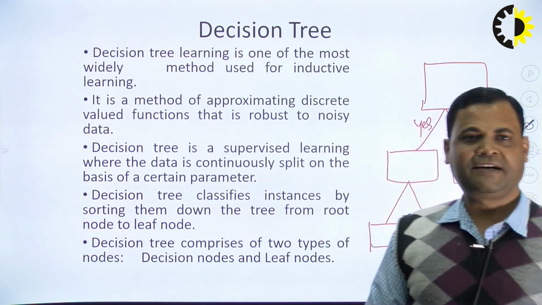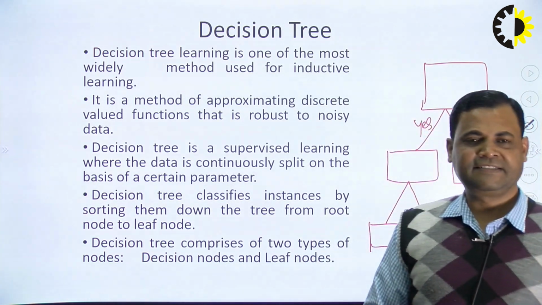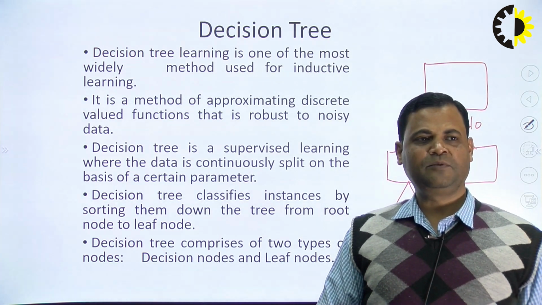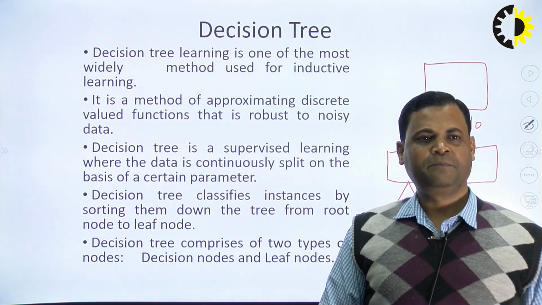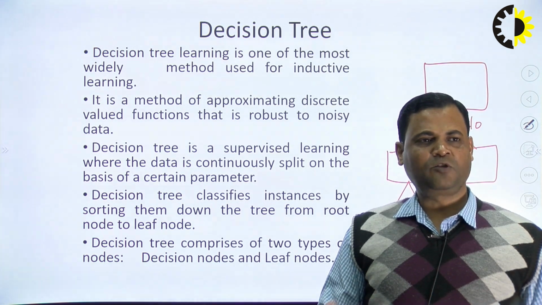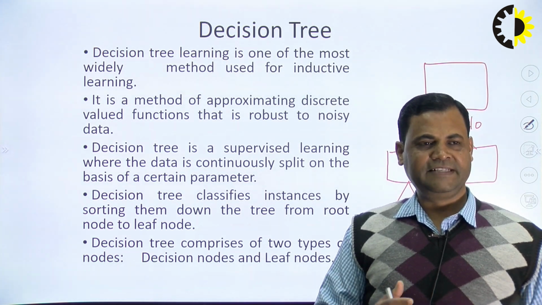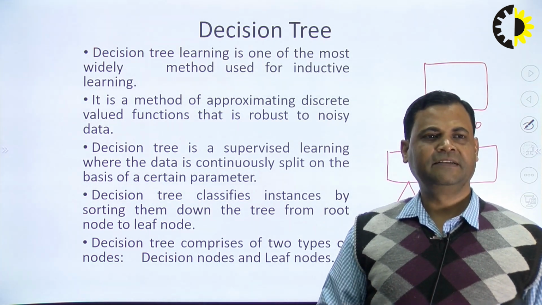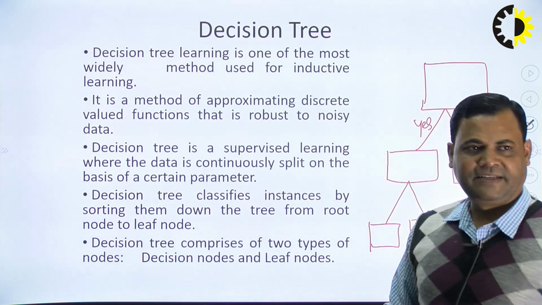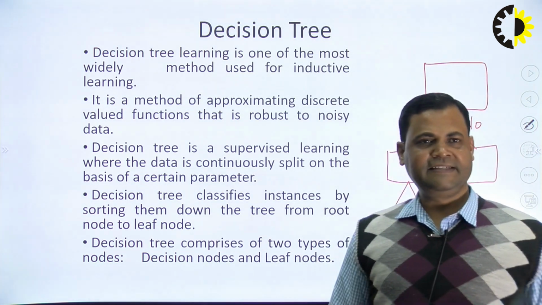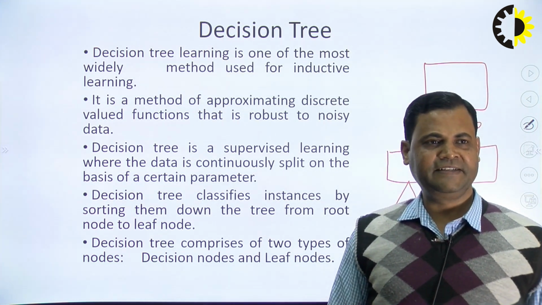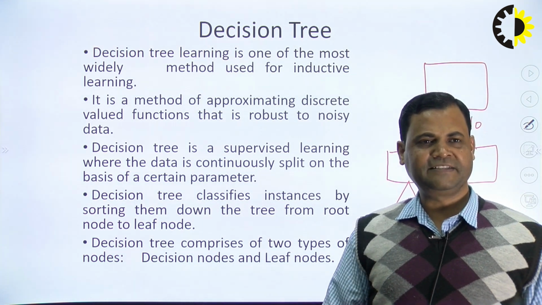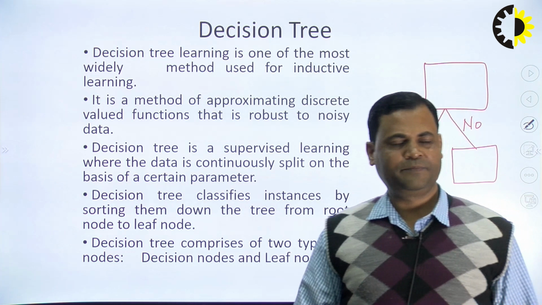Parent nodes are the nodes from which the decision tree starts. So that is called the parent node. And what is the leaf node? Leaf node is the final outcome of the decision, and a leaf node does not have further classification or further sub branching. That is called the leaf node. So decision tree is a supervised learning technique where the data is continuously split on the basis of a certain decision parameter.